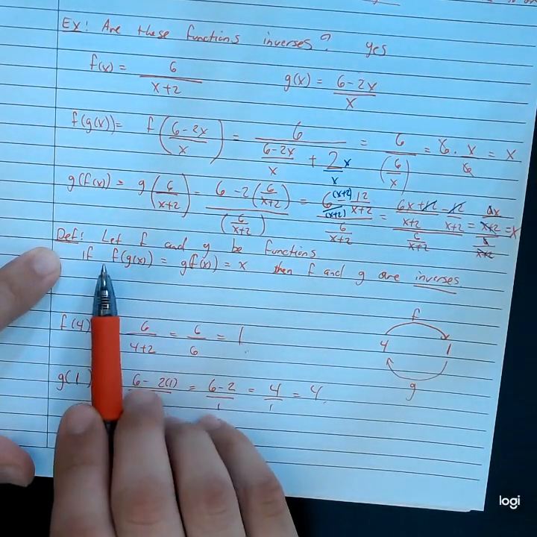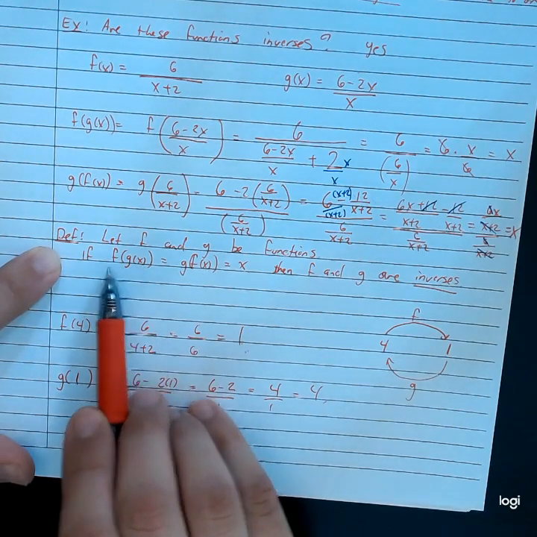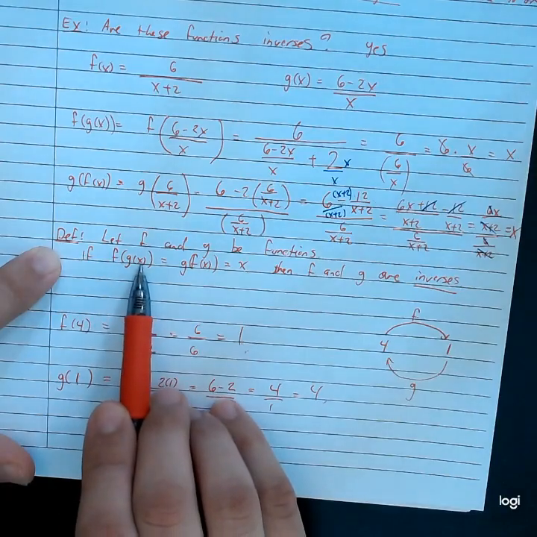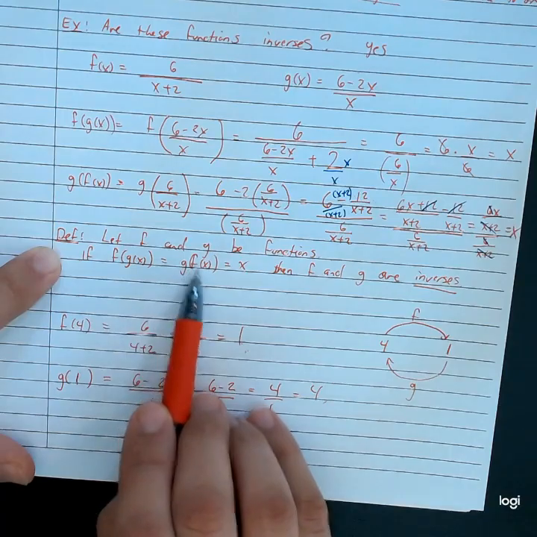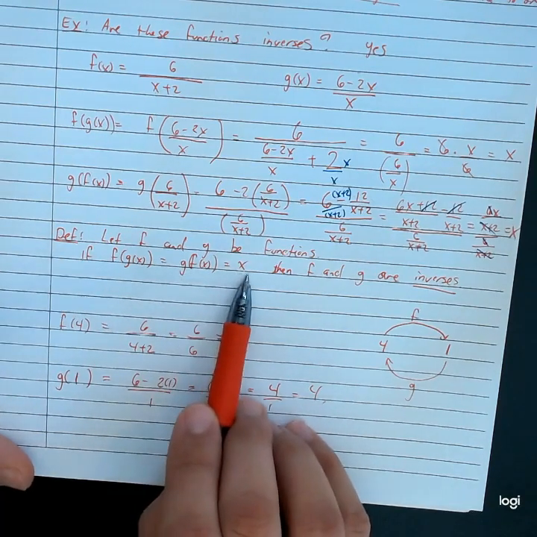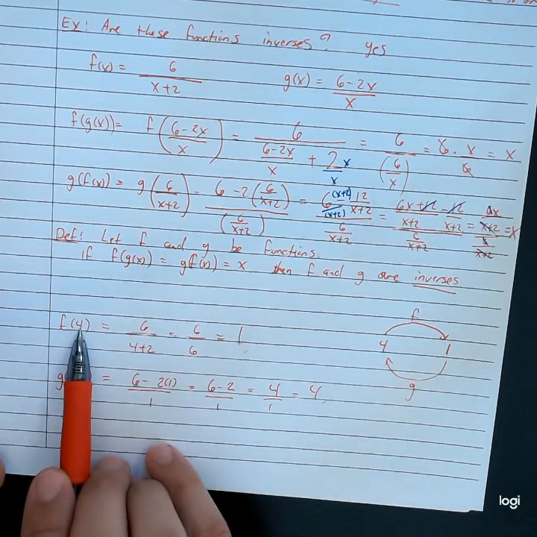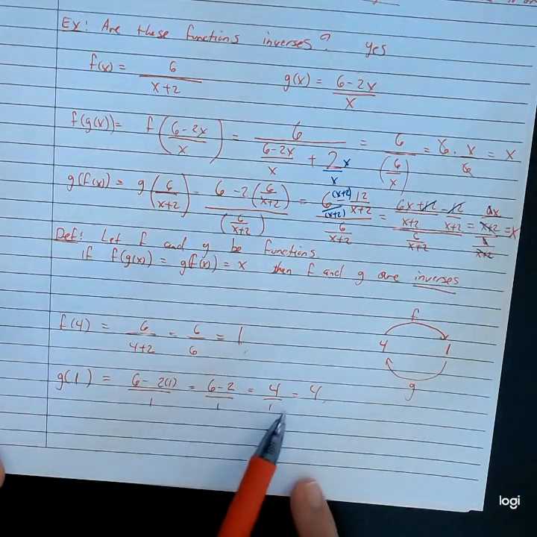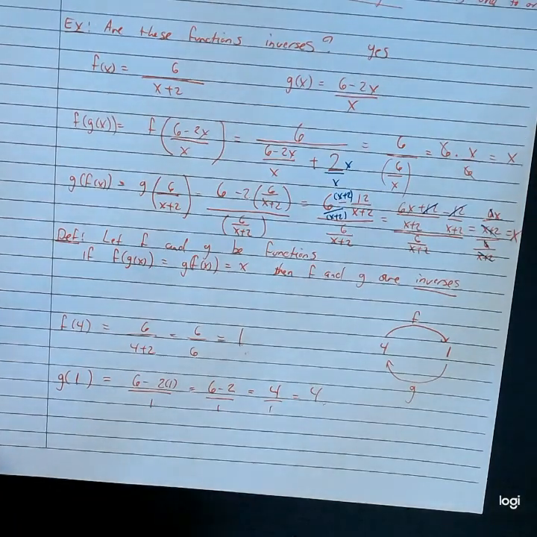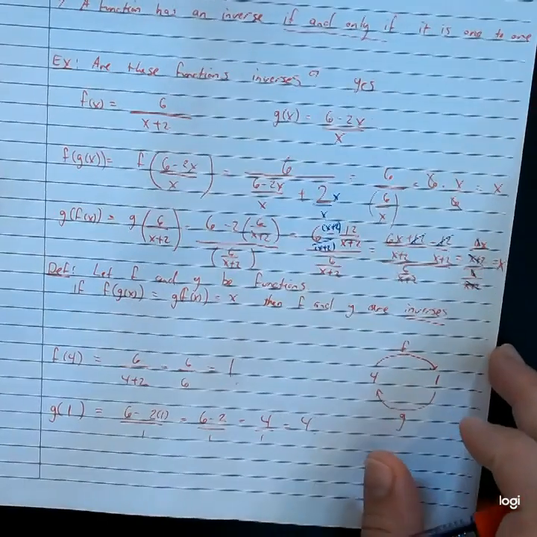If I plug one into the other, and it doesn't matter which order I plug them into, here, f of g of x, these two undo each other, and you're back with whatever x you started with. If you plug f into g or g into f, they undo each other, and you're left with just the original x that you started with. Here, I started with a 4. The two functions undid each other, and I end up with, again, just that original 4. Right, so that's how we can confirm whether or not two functions are inverses.